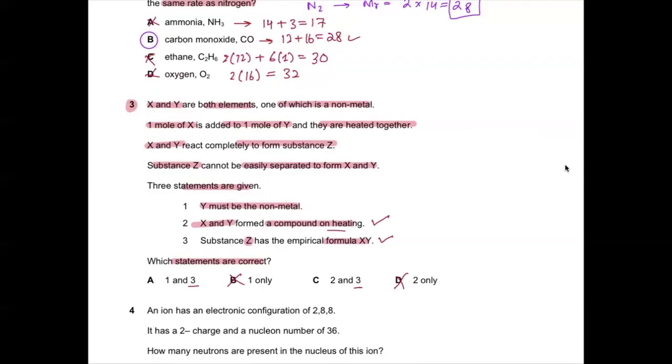X and Y form a compound on heating. Yes, that's what we have understood, that Z is formed as a compound. But Y must be a non-metal? That is ambiguous. We don't know. They haven't told us any property of either X or Y, so we don't know which one is going to be a non-metal. So the first statement is wrong, and if the first is wrong, then A is wrong. So C is our correct answer.